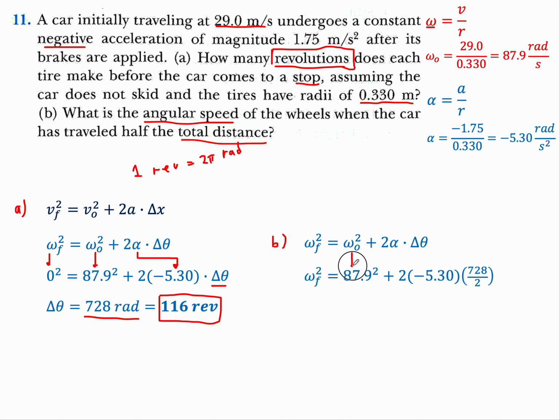The initial omega is still the same. The angular acceleration is still the same. But this time I'm searching for omega when the angular displacement is half of the final. And again, whenever we're working in these equations, delta theta has to be in radians, not revolutions. So I'm going back to the 728 divided by 2, half of that total distance. And if you solve this, you'll discover that the angular velocity at that point should be about 63.1 radians per second. Good luck.